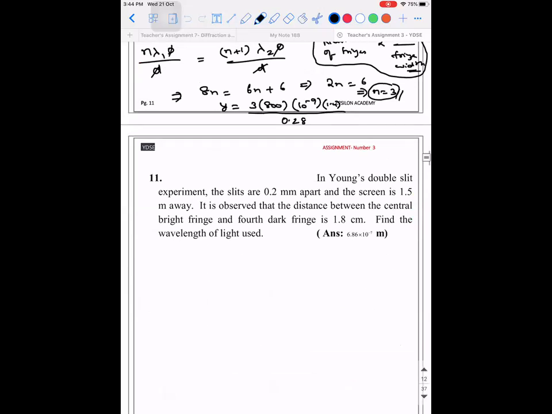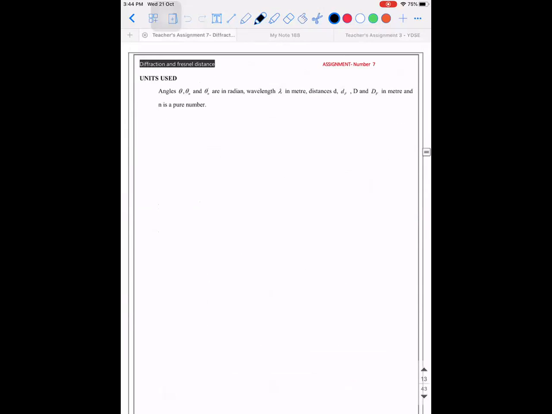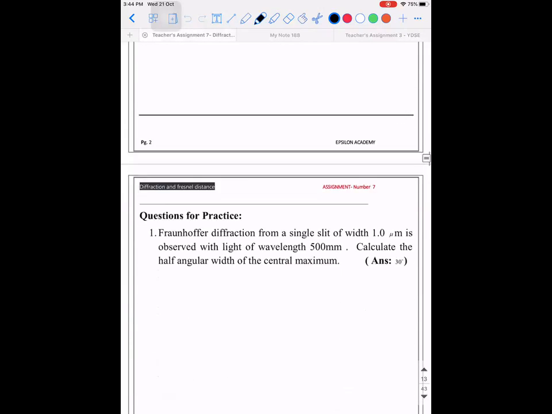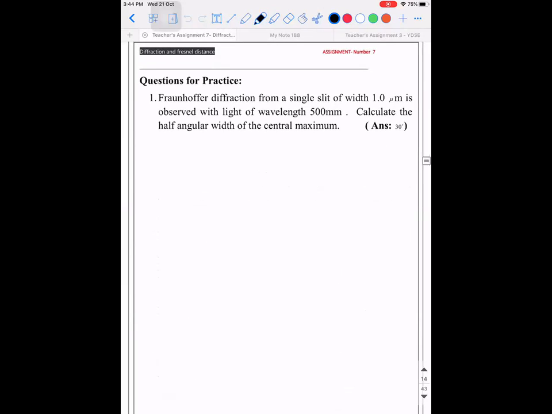So I think other problems you could solve. We'll do some problems from diffraction. Let's solve the first problem. Fraunhofer diffraction from a single slit of width, it is the name of a scientist, you need not worry about it, just have diffraction in your mind. The slit width is 1 micrometer, observed when light of wavelength 500 millimeter, that is 500 into 10 power minus 3, is used. Calculate the half angular width of the central maximum.